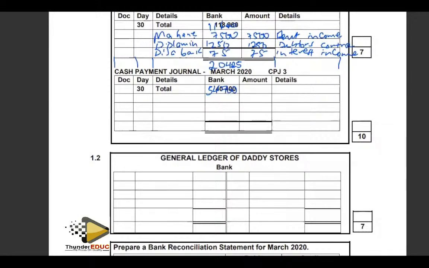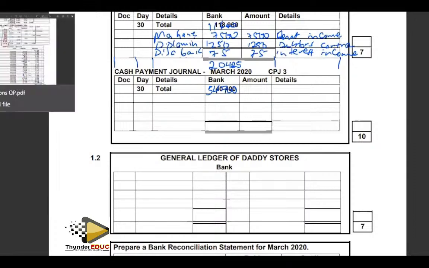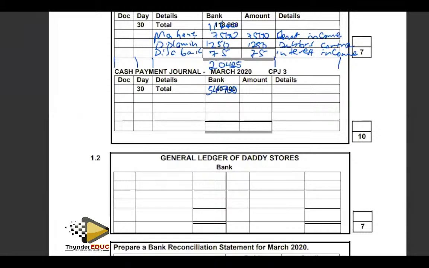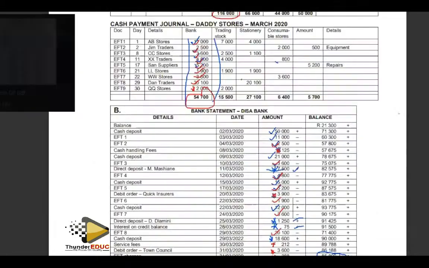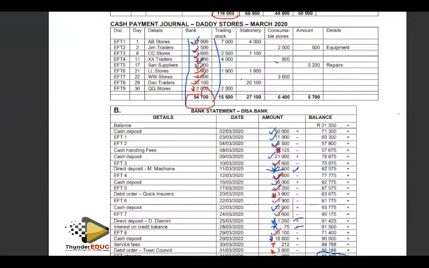Now, I have to record those items which have not appeared, which are on the statement, but I never saw them in the original cash payments journal which I prepared. So we are going to look at which items are here. There is 125 cash handling fees, debit order, service fees, EFT charges. So you see all these fees, we call them bank charges.